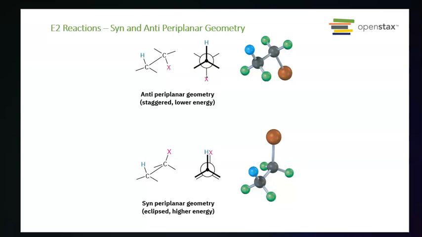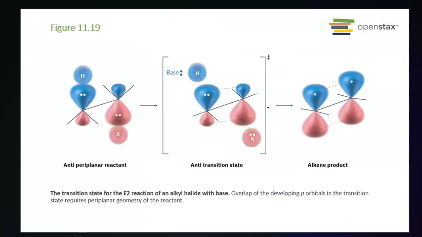So it is energetically preferred to have an anti-periplanar geometry. See, this is an anti-periplanar. The hydrogen and the X, the leaving group, are on opposite sides of the molecule. This is an example of a syn periplanar, but this geometry is not preferred for an E2 reaction. So you must be wondering what is so special about this anti-periplanar geometry, right?